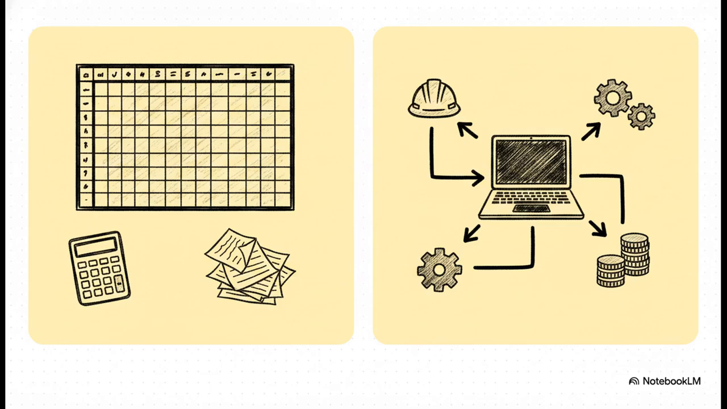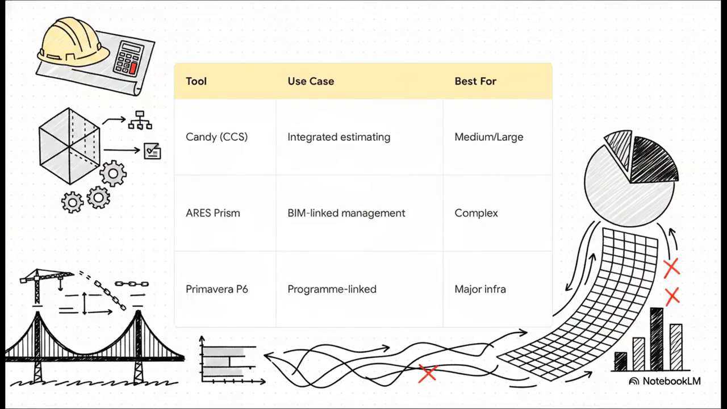These heavy hitters link your estimating, your project planning, and your cash flow all together automatically. If we look closer at those integrated options, you'll see tools like Candy, which is brilliant for medium to large contractors who need that integrated estimating. Then there are BIM-linked systems, things like RIB's, Prism, and CostX, designed for highly complex projects. And for those massive major infrastructure jobs, you're usually looking at Oracle Primavera P6.